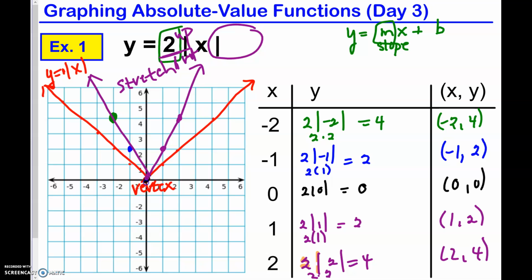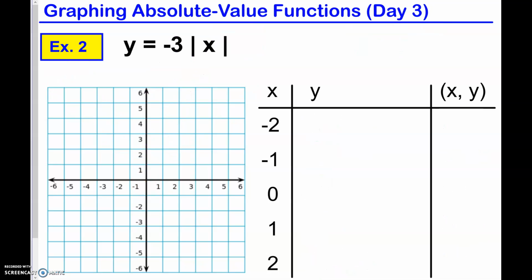Well, let's check from our vertex. Do we go up 1, 2, and then right 1? Up 1, 2, right 1. That's exactly the same slope, what we were talking about when we did lines. So this number in front, 2, made it stretch out because we went up 2 units, then over 1, up 2, over 1. And remember, we have to go in both directions because this is an absolute value.